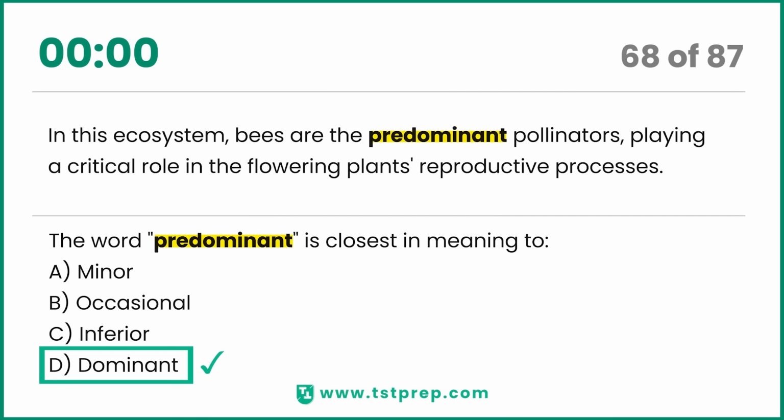D is the correct answer, dominant. So predominant, and then you see the word dominant, and you're like, that can't be right. It's too much like the word. So the TOEFL does try to trick you sometimes. They might give you something tricky like this, so just be aware of that. But yeah, it means dominant, and I believe we talked about that word already.